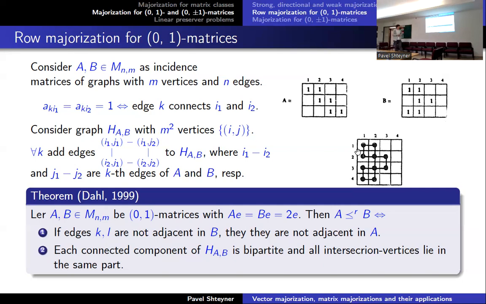Each connected component of H is bipartite, and all the intersection vertices lie in the same part. So here we can see that this condition fails, because these are two intersection vertices, they are connected by an edge, so they cannot be in the same part. So there is no majorization for these two matrices.